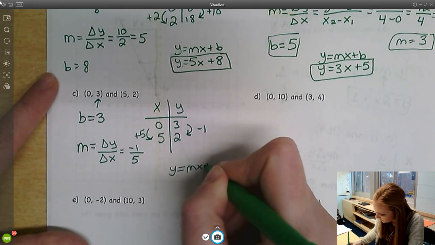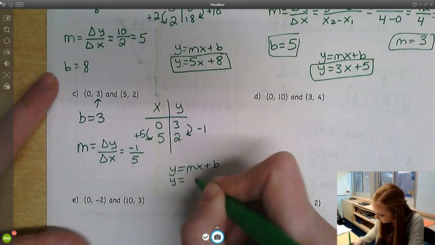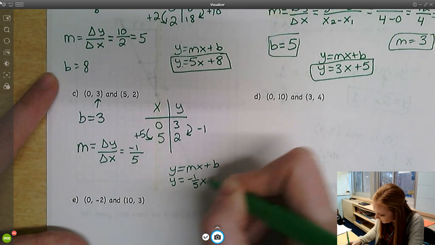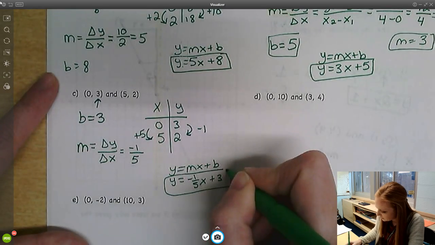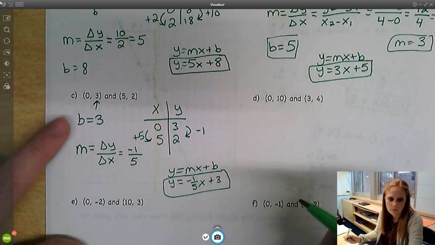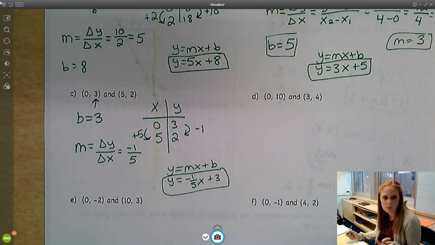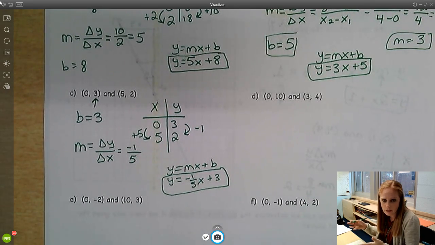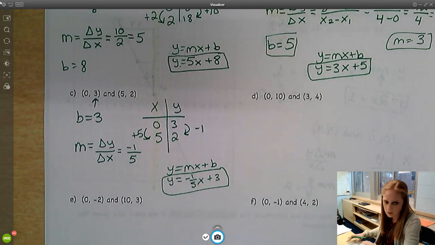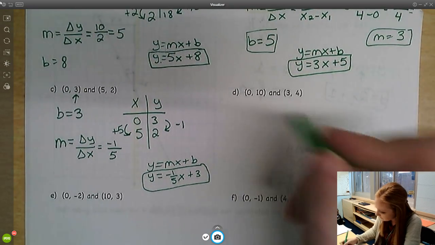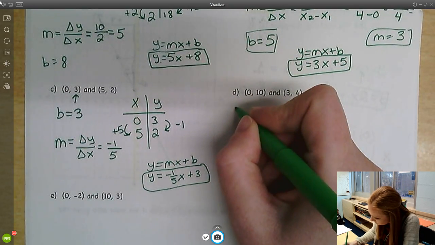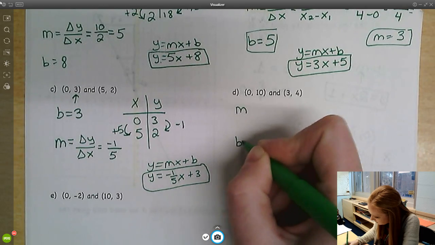Y equals mx plus b. Plug in your m, which is negative 1 over 5. Leave your x. Add in your b, which here is positive 3. Okay, step 1, find the slope. Step 2, find the y-intercept. Plug in the y-intercept and plug in the slope. Okay, let's look at D. Let's find the slope and the y-intercept.